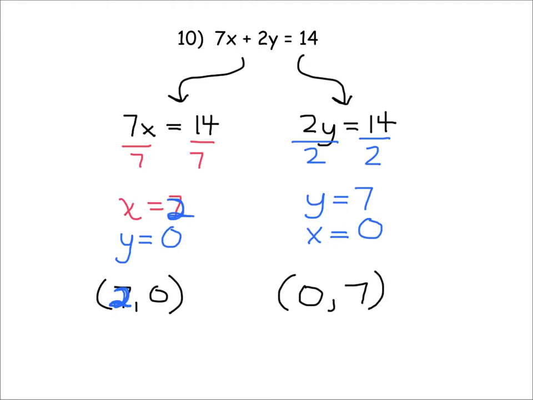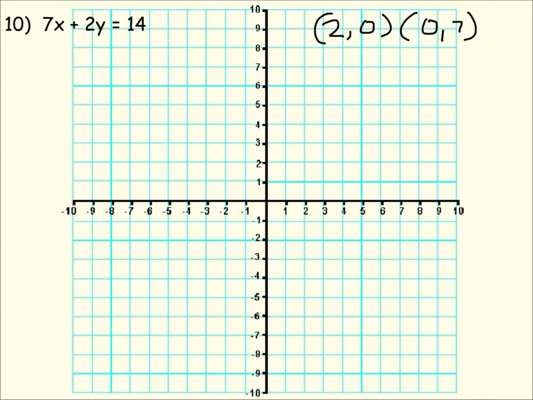So now that I have my 2 ordered pairs, I can go and graph them. So my point is at 2, 0, and 0, 7. And I'm going to make my straight line, that wasn't too bad, with my arrows, and I have done my job.